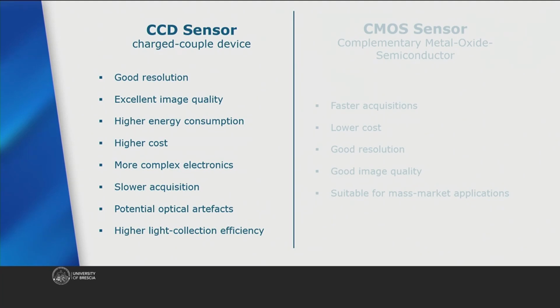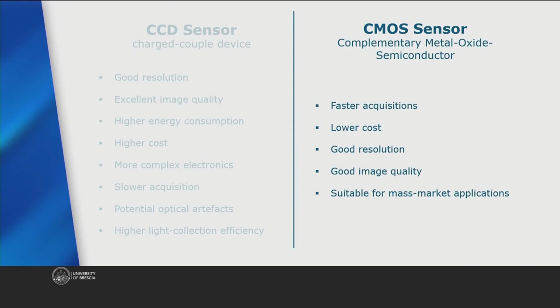So to sum up, let's look at the main differences between these types of sensors. The CCD sensor generally offers good resolution and excellent image quality, but it also has higher energy consumption, higher prices, and overall more complex electronics. Image acquisition is usually slower since, as we saw earlier, the transfer occurs via a shift register. And there are also several possible unwanted optical effects such as blooming and smearing. However, the CCD sensor usually works very well in low-light environments, as we have seen.